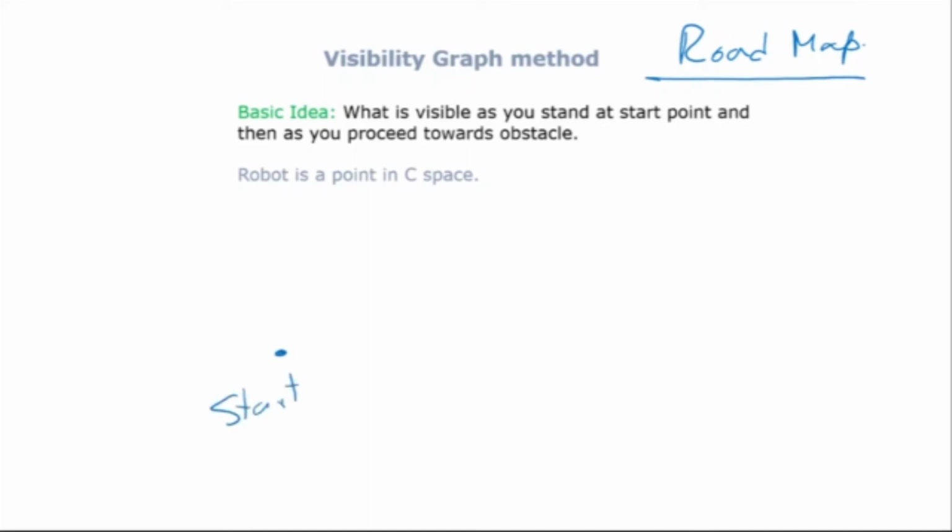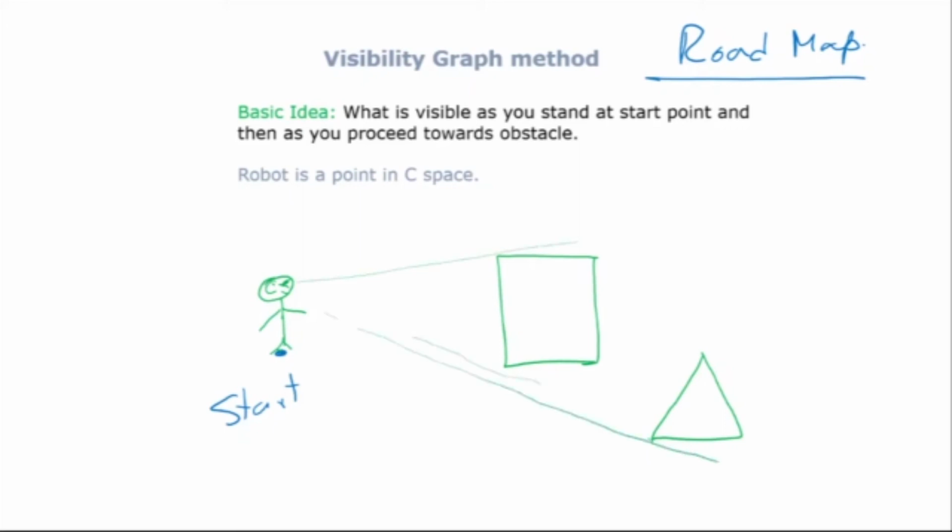And there is an obstacle. Let me draw it with some color. There is an obstacle here, and there's another obstacle here. Imagine yourself standing here. This is your eyes, and from there you can see. What is visible to you is this, that, and this. So these edges are all visible to you as you're standing there.